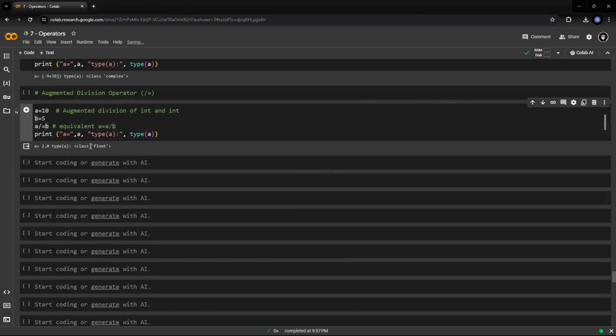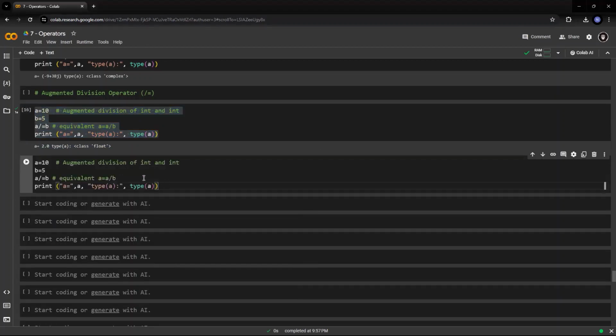Here you can see it is a float because it is a division. Remember the rule of the arithmetic operators again. I will not remind this again and again because ultimately when you do a division, it is always a float value that will come into picture. So your class would be a float.